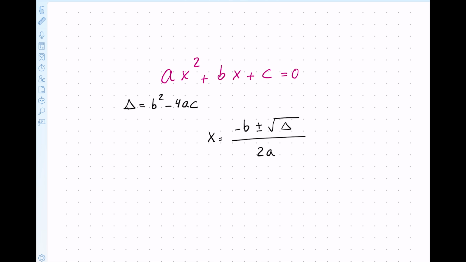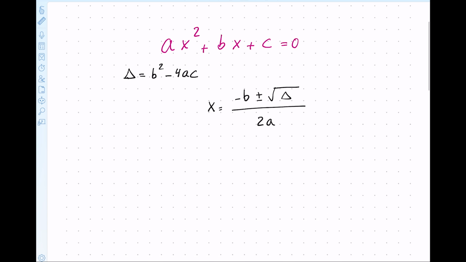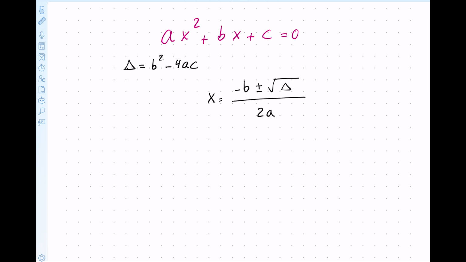And if you remember, I mentioned that there are two answers, two different x. It's because you can use positive to find one of them, and you can use negative to find the other one, okay? So that's the general form to solve a quadratic equation.